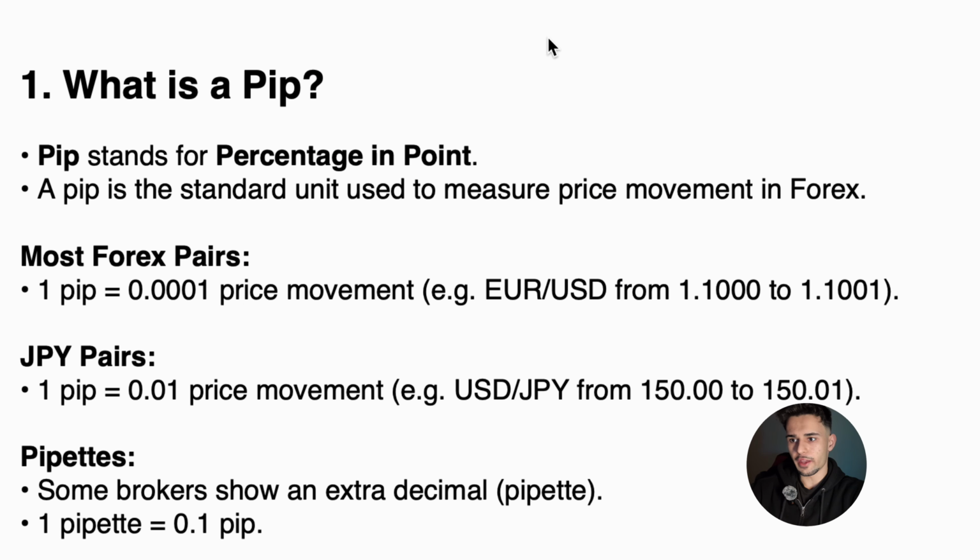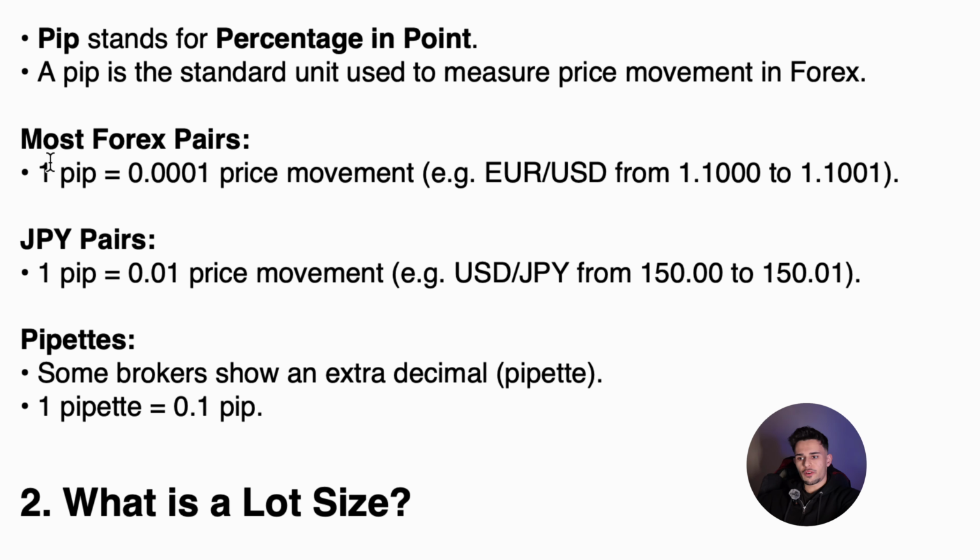So first of all, here are the basics, because knowledge is never hurting anybody. What is a pip? Pip stands for percentage in points. Pip is basically the standard unit used to measure price movements in Forex. Like any asset, let's say, has its measurements, in Forex it is called a pip.